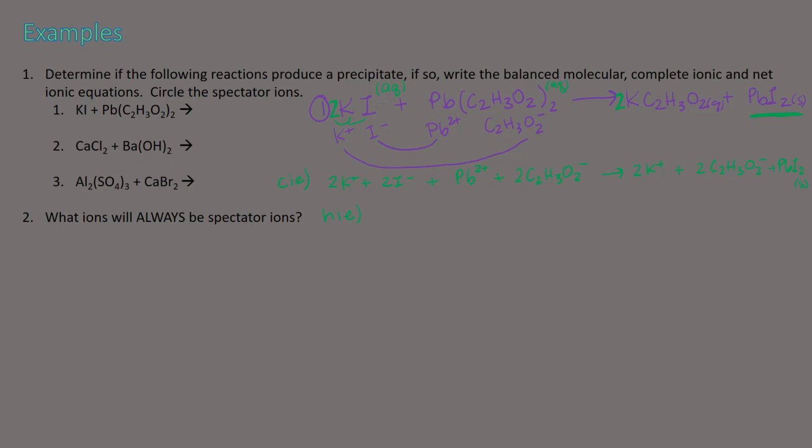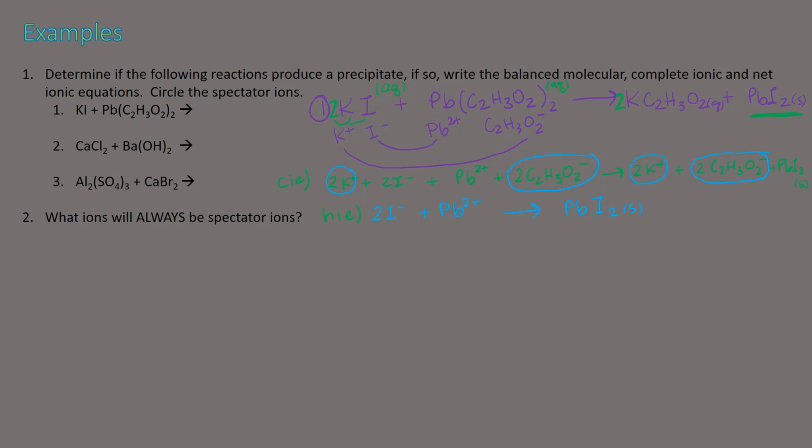So the spectator ions here are going to be the potassium ions and the acetate ions because they're not changing into anything new. Whereas if we look at the iodine and the lead, they are changing into something new. They're forming this insoluble salt, PbI2, there we go. And so that's the net ionic equation. All right, so that's number 1.